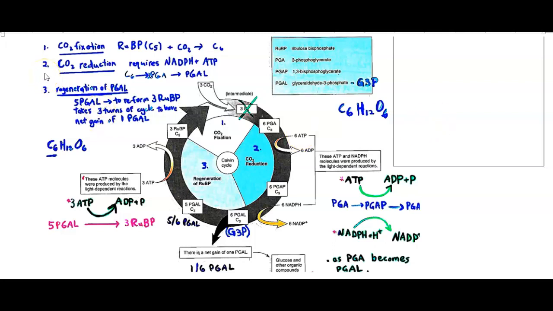Carbon dioxide reduction is the next step of the Calvin cycle. And we know that actually has 2 parts to it. First part, it uses ATP. Second part, it uses 6 NADPHs. Again, the numbers are 6, 6, 6, 6, 6, 6, 6, 6. So let's look at this one right here. So carbon dioxide reduction starts with 6 ATPs, ends up with 6 ADPs. So let's look at this. So we have, let me just look at the PGA. And then it's going to use 6 ATPs, right?